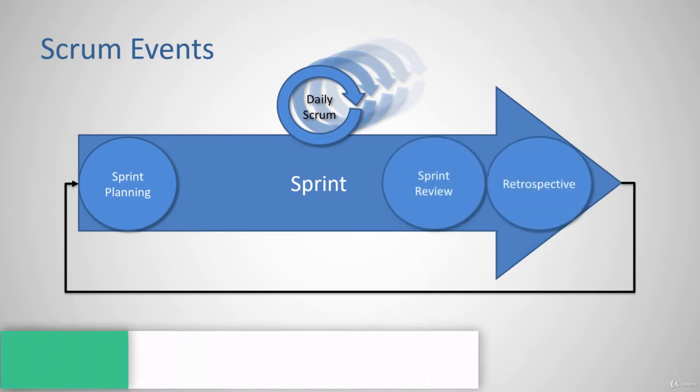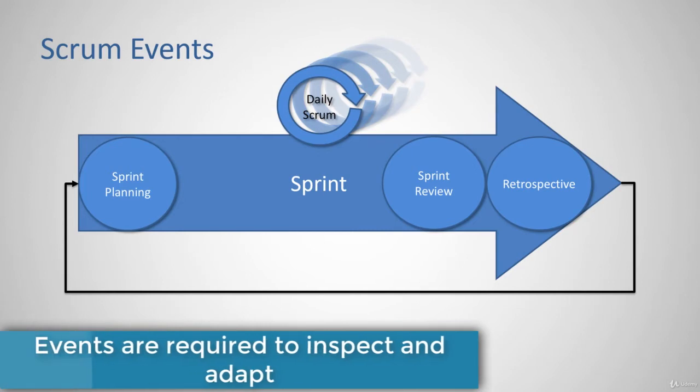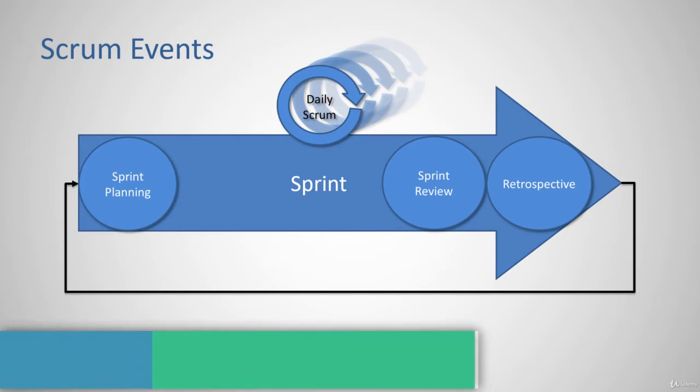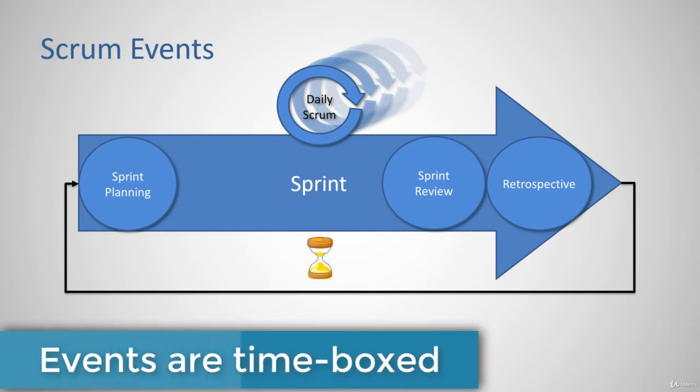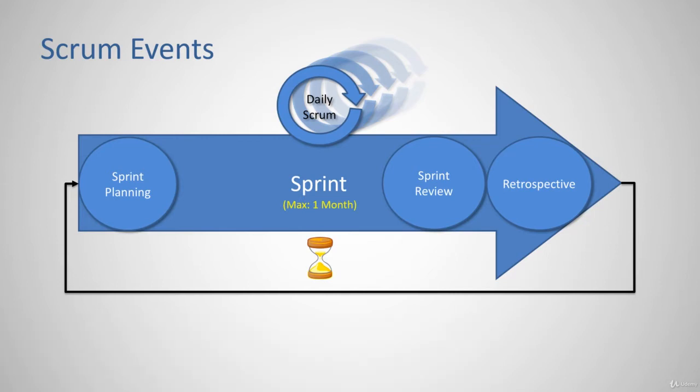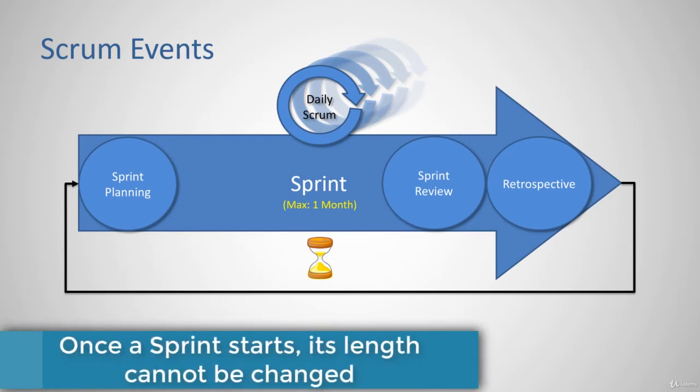All these events are required. They are visible to the Scrum team and they have a purpose to inspect and adapt something. All the events are time-boxed. The maximum time box for a sprint is 1 month. Usually teams prefer shorter sprints of 1 week or 2 weeks. Once a sprint starts, its duration is fixed and cannot be changed.